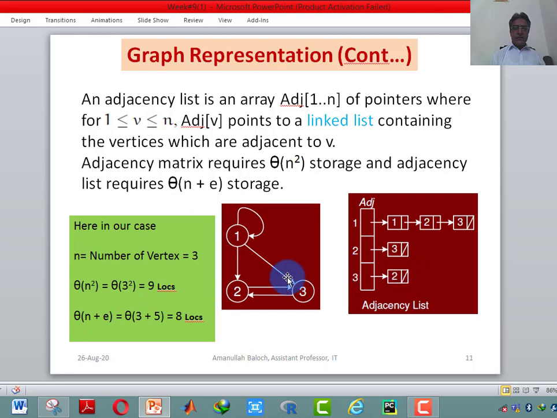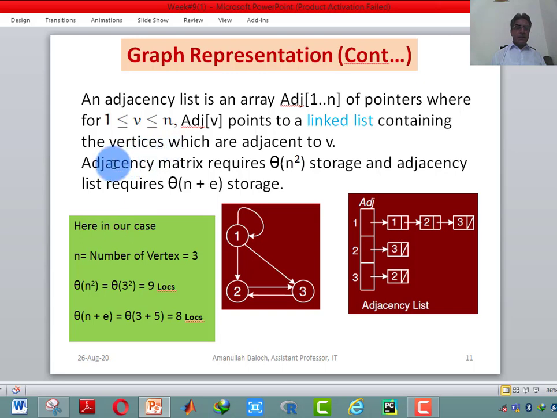From node number 1, there were 3 adjacent nodes: 1 to 1, 1 to 2, and 1 to 3. At the end, after 3, we will block it. This arrow shows the block. Here only from 2 to 3 a single adjacency exists, so we will block here. 3 to 2 is a single node in the list, so we will block it. This is called the adjacency list.